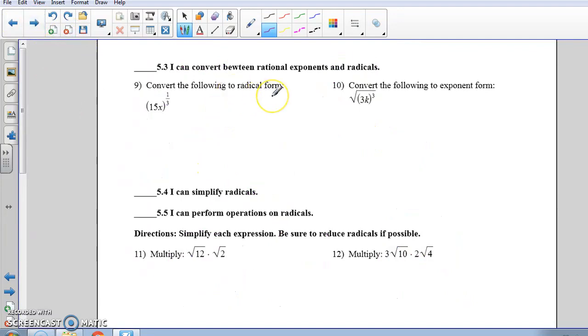So 5.3 is where we want to convert between having a fraction as an exponent and a square root or a cube root, some sort of radical. So when you start with the fraction in your exponent, you want to convert to a radical by moving the denominator out to what we call the index of the radical. And then the rest of the expression, 15x, goes inside with its numerator power of 1.